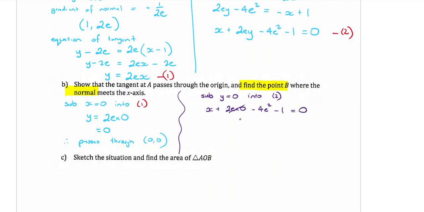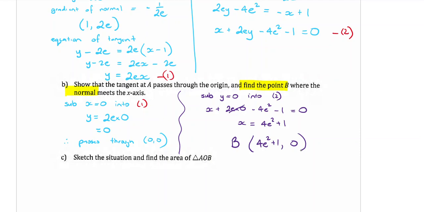So that means x by itself, move your constants over to the other side, 4e squared plus 1. So the coordinates of B, because remember, find the point B where the normal meets the x-axis, is going to be x equals 4e squared plus 1, comma 0, because it's the x-intercept.